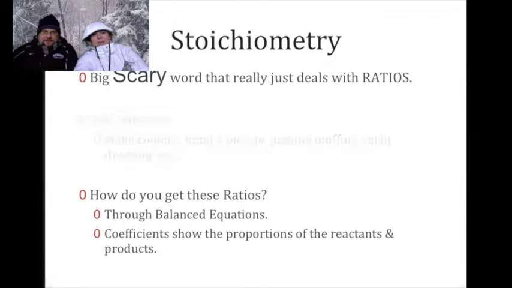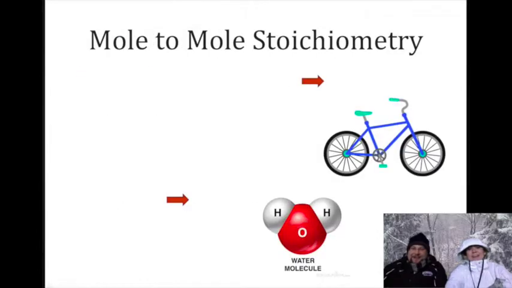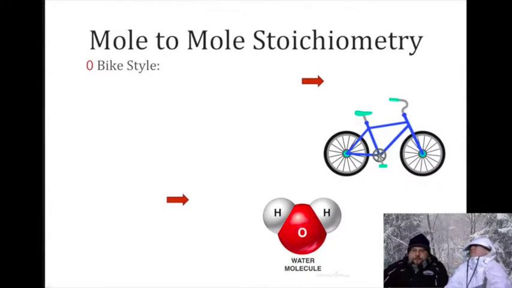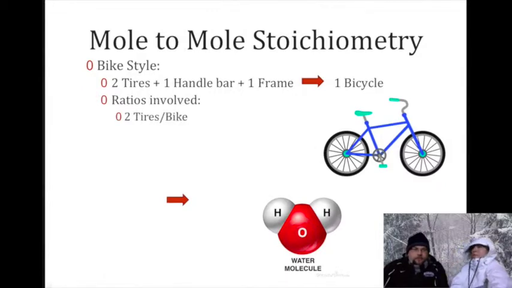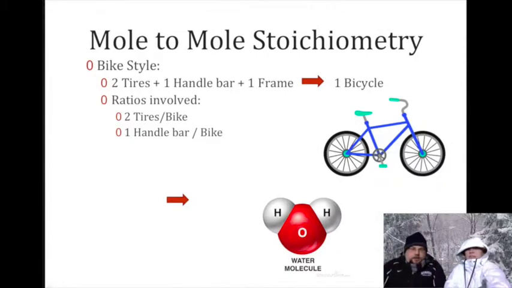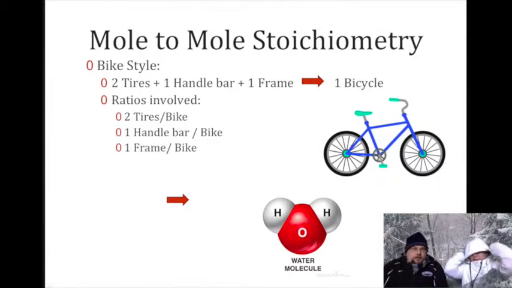So, mole to mole stoich. For example, if I'm going to do it in a bike formation, I'm going to need 2 tires, a handlebar, and a frame. That makes 1 bicycle. Ratios, so things like 2 tires to 1 bike, or 1 handlebar to 1 bike, or 1 frame makes 1 bike. That makes sense. I got this.